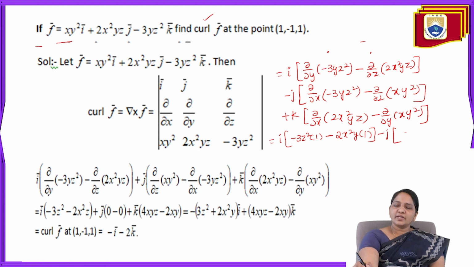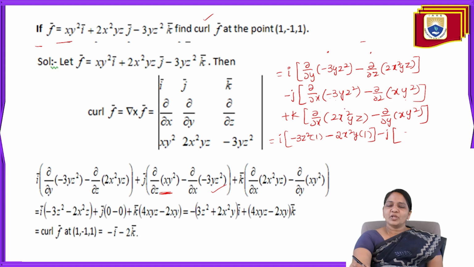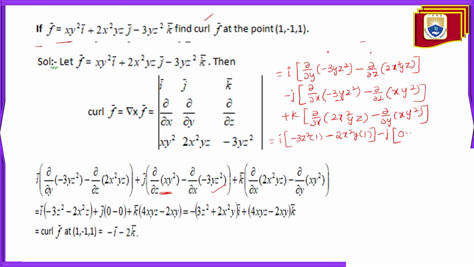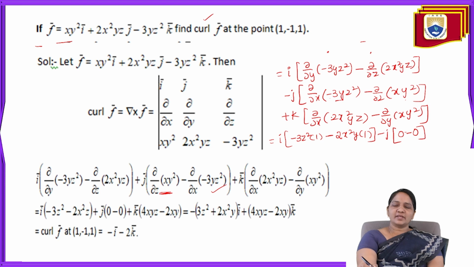Here, if you change this value, we can write plus j also. Minus into minus gives plus. So plus j, dou by dou z of x y square, minus dou by dou x of minus 3 y z square. In that way also we can write. Here, first term: dou by dou x of 3 y z square. There is no x term, all constants, so 0. Next, dou by dou z of x y square. This term is also 0. In the second term, both are zeros.